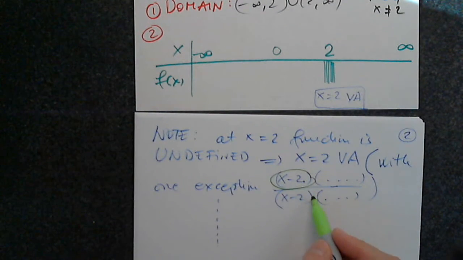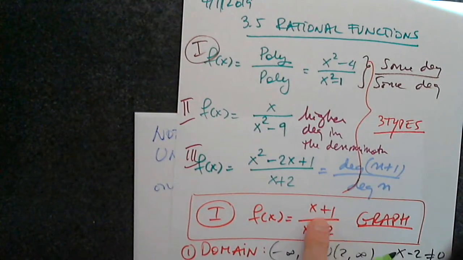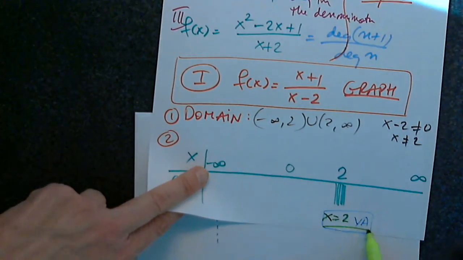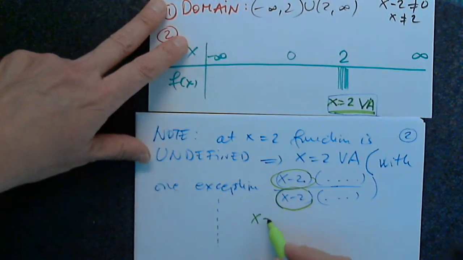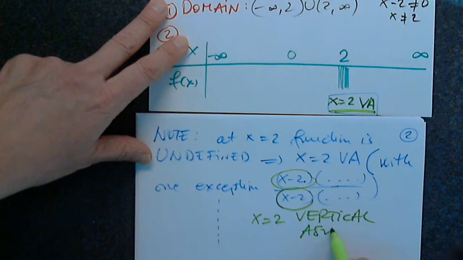There is no x minus 2 factor on top and bottom. There is no factor of x minus 2 at the top. So this is not an exception. This is very clear that x equals 2 will be a vertical asymptote, VA. Vertical asymptote, x equals 2.